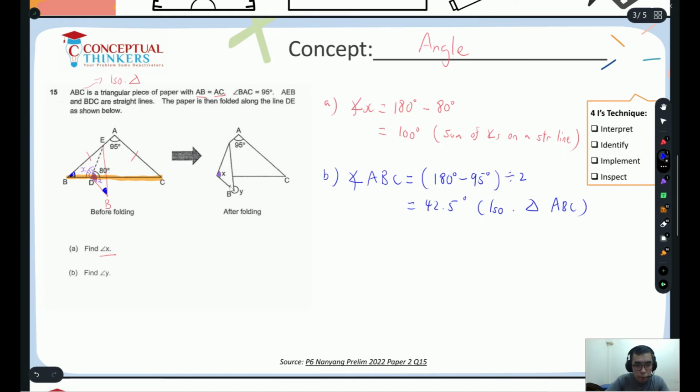Okay, so next we can look at this point here. So let's go to the folding part here. Now this is 42.5 degrees. So we can actually find angle Y by using 360 degrees minus away 42.5 degrees. So we're going to get 317.5 degrees, and this is using the property sum of angles at a point.